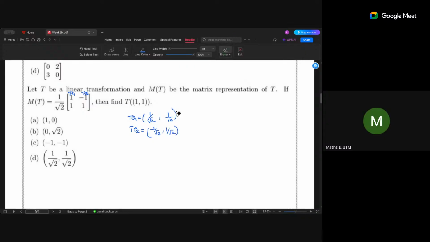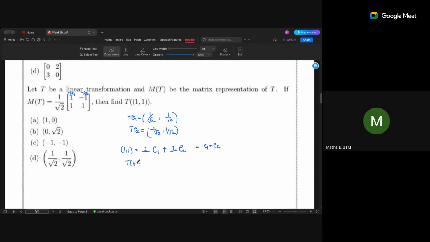And how can we write the given vector (1, 1) in terms of E1 and E2? How can you express this as a linear combination of E1 and E2? What should be the coefficients here for E1 and E2? They are simply 1 times E1 and 1 times E2. Straightforward. So it's basically E1 plus E2, right?